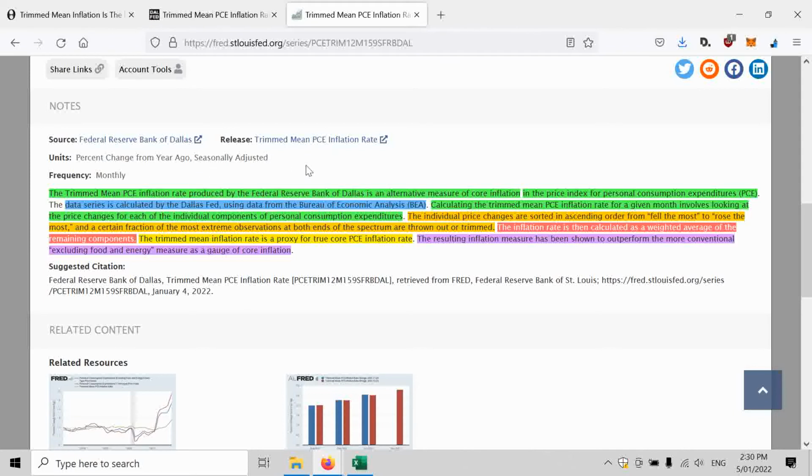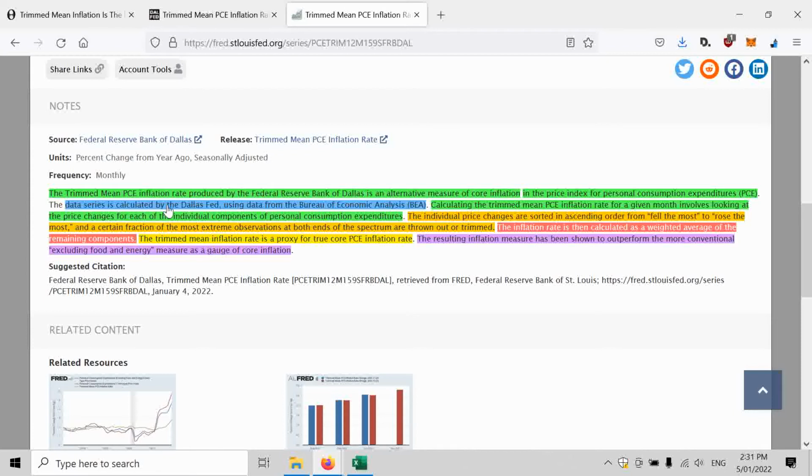So in summary, there used to be CPI, then they created PCE, that's the preferred method, and now they're going to this trimmed mean PCE because PCE now is not fulfilling the narrative.